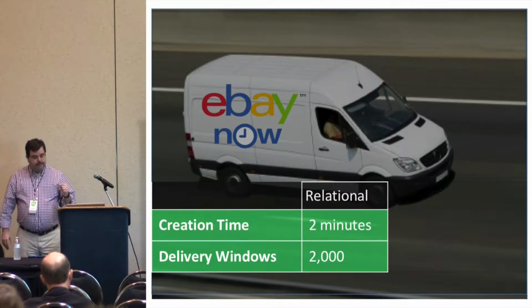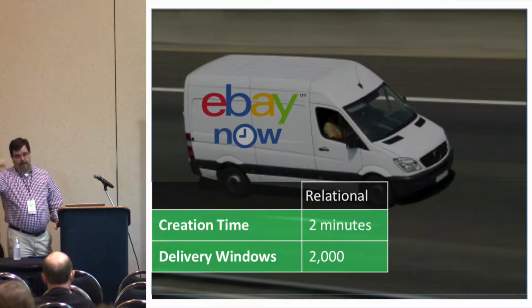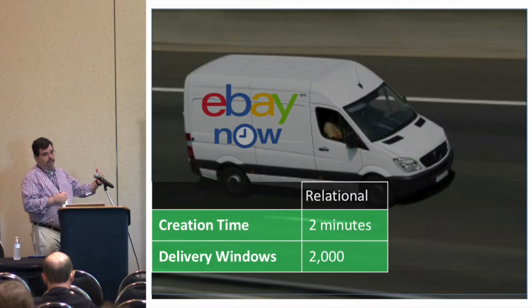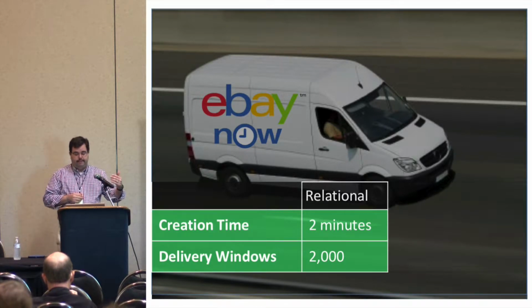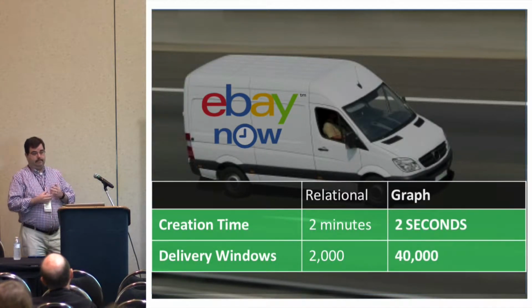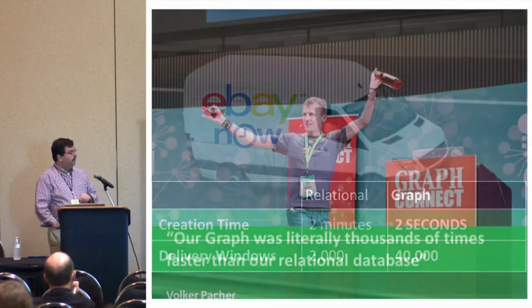When they started the service, they essentially wanted to create 15-minute slots. So as a mom and pop operation, you can go in and pick one of those delivery times to have your stuff moved across Little Rock or moved across Memphis. When they started out, to create that page of delivery options, it took 2 minutes, and they could only put out 2,000 delivery windows. When they moved over to a graph, it took 2 seconds, and it created 40,000 delivery options for them. And this is their lead developer on the project.